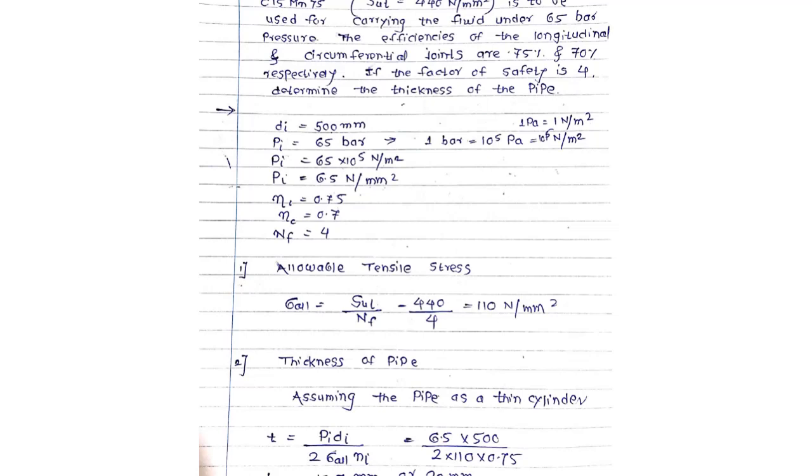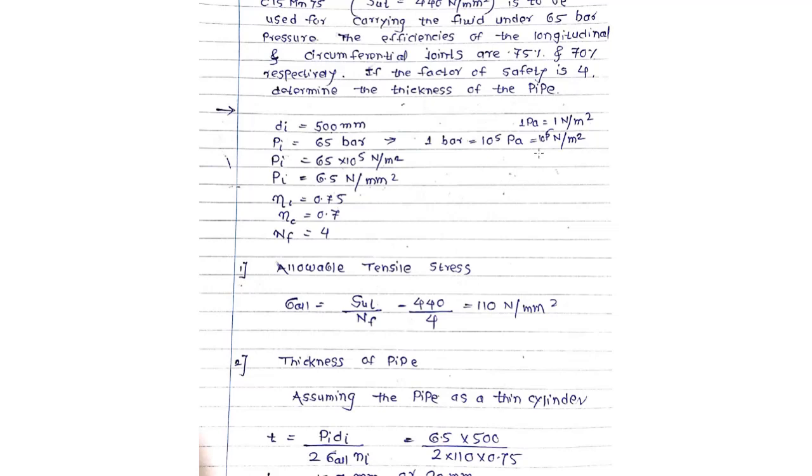The first thing always while solving a numerical is to write down the given data. So read the statement again. In the first line they have mentioned the inner diameter, which, as I said, we denote by di. It is 500 mm. Next, they have mentioned the ultimate tensile strength, 440 newton per mm square. So write this value down here somewhere: ultimate tensile strength is 440 newton per mm square.